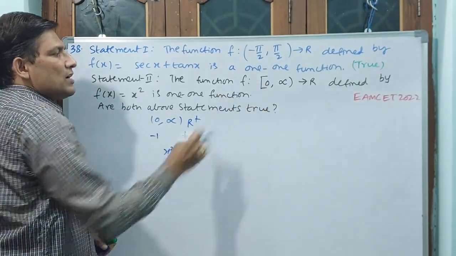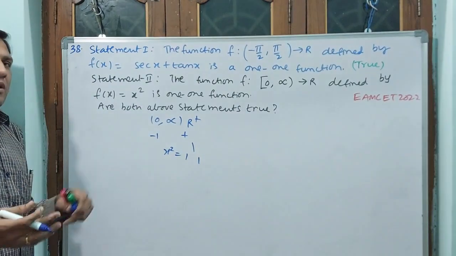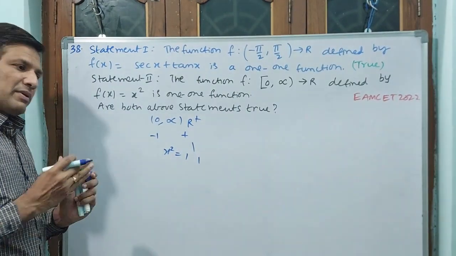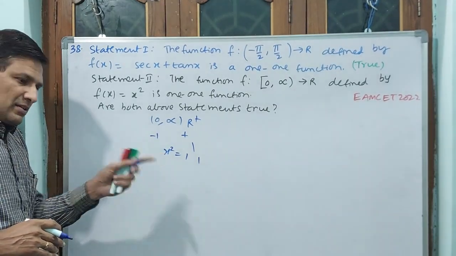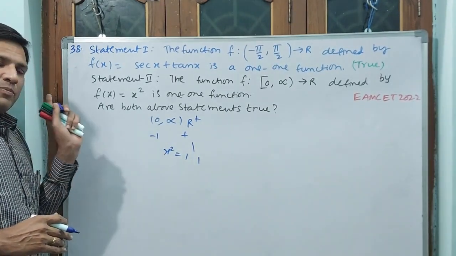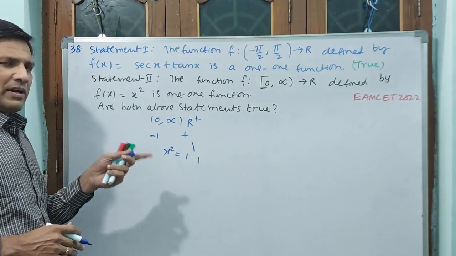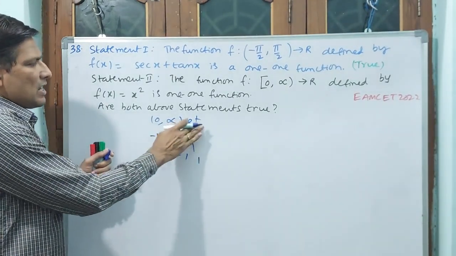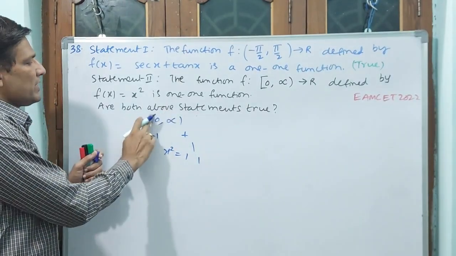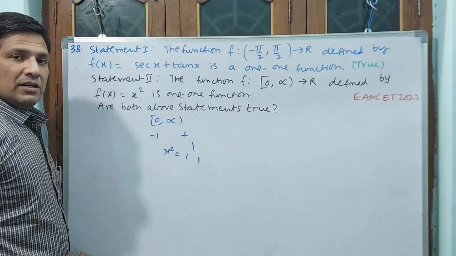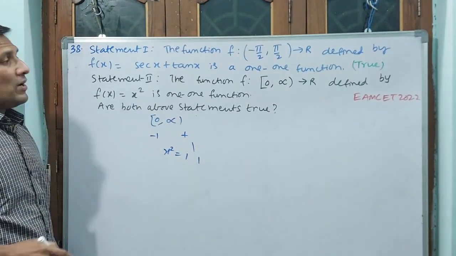Why? Because see, 0 will not come in R minus or R plus. R plus means from 1 to infinity. R minus means minus infinity up to 0. 0 will not be taken. That is why we will not write this one. We will write only 0 to infinity, even 0 we are taking. Okay, you tell me now. Is it a one-one function?